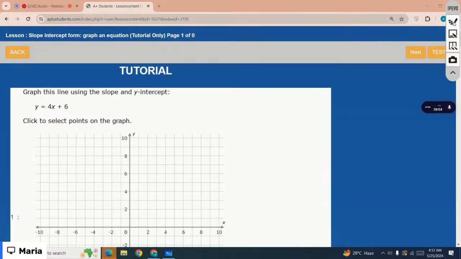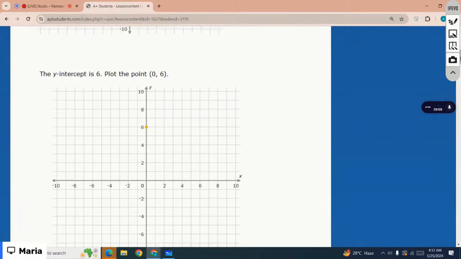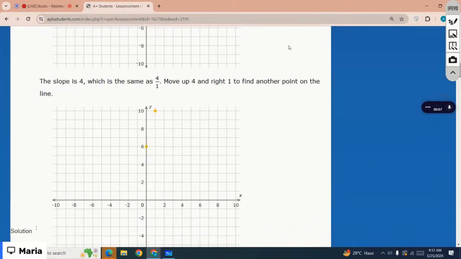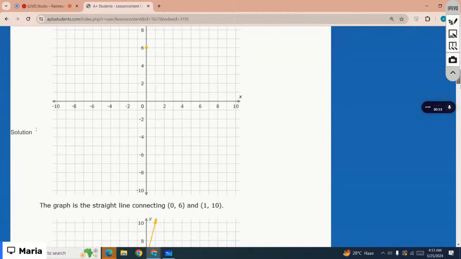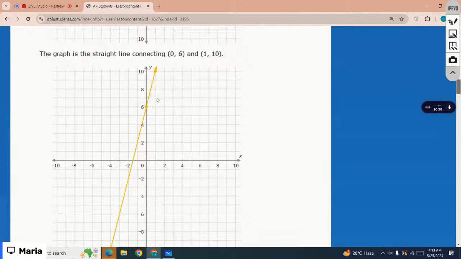You have to use the slope and the y-intercept and plot the graph. The y-intercept is 6. That means x is 0, y is 6. So here is the point 6, right? Now you are given the slope is 4. That means 4 over 1. That means you need to move up 4 points and right 1 point. So start from 6, move right 1 point and 4 up. So that means you are here now. Just join these two points and make a line, right?